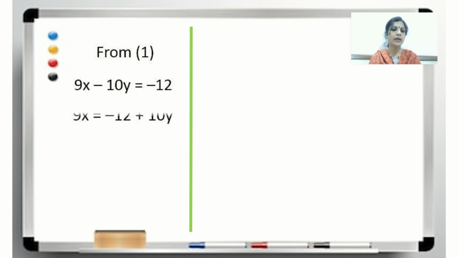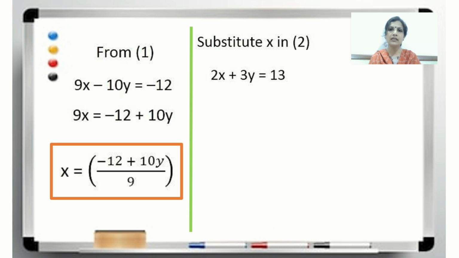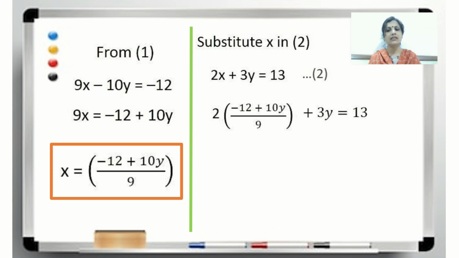So 9x is equal to minus 12 plus 10y. So x is equal to minus 12 plus 10y upon 9. This is the value of x which we will substitute in equation 2. So equation 2 is 2x plus 3y is equal to 13. And now in this equation, in place of x, we have to substitute its value, minus 12 plus 10y upon 9. So let's start doing it. 2 in the bracket minus 12 plus 10y upon 9 plus 3y is equal to 13.